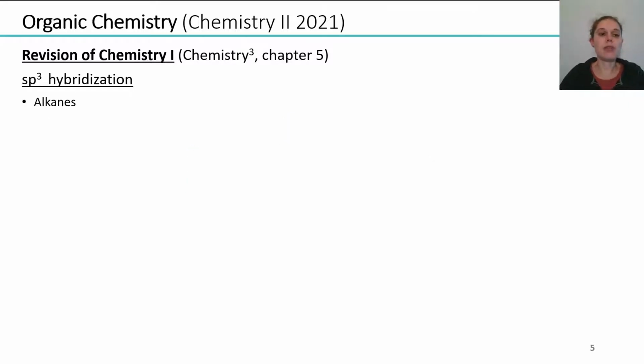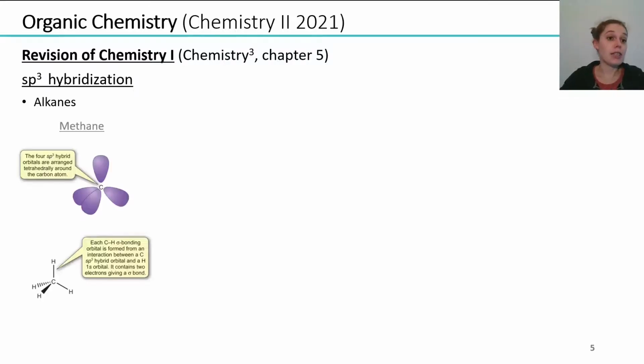So if we now want to have a quick look at alkanes, let's start with methane, the simplest hydrocarbon. We know that we have a carbon atom with 4 sp3 hybridized orbitals, which are indicated here in purple, and they are arranged around the carbon to form this tetrahedral bond angle.